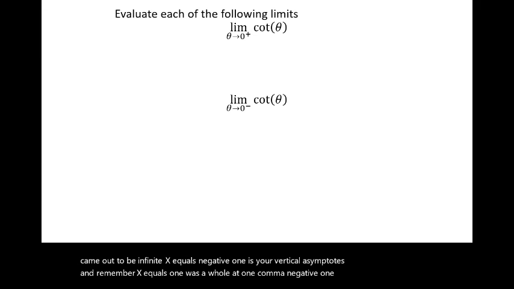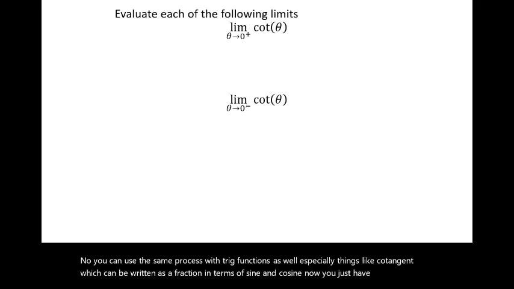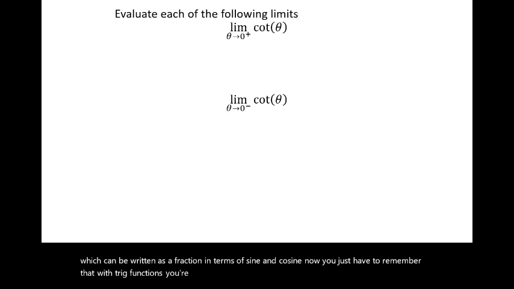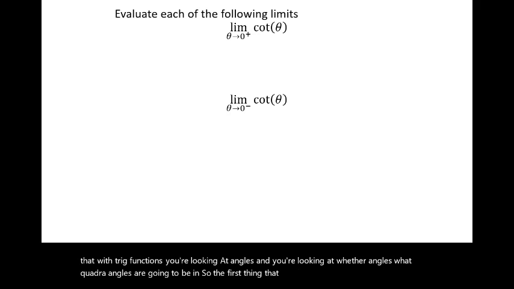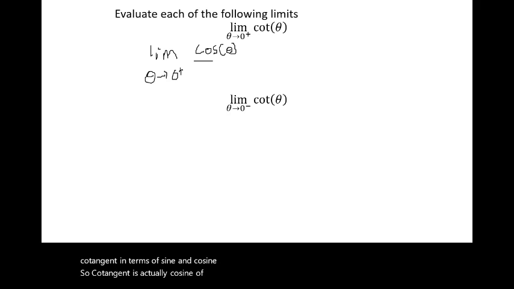Now you can use this same process with trig functions as well, especially things like cotangent, which can be written as a fraction in terms of sine and cosine. Now you just have to remember that with trig functions, you're looking at angles and you're looking at what quadrant angles are going to be in. So the first thing that I'm going to do is rewrite cotangent in terms of sine and cosine. So cotangent is actually cosine of theta over the sine of theta.